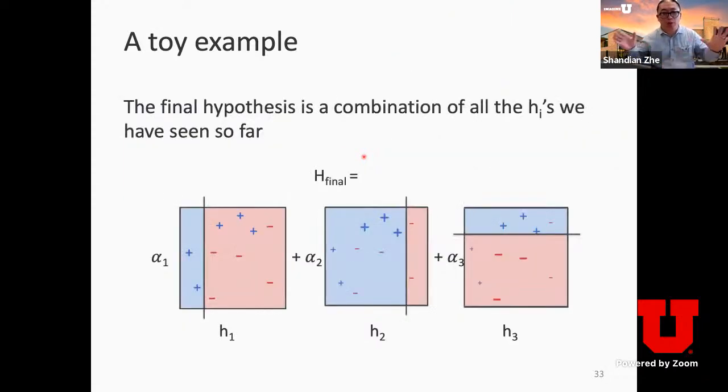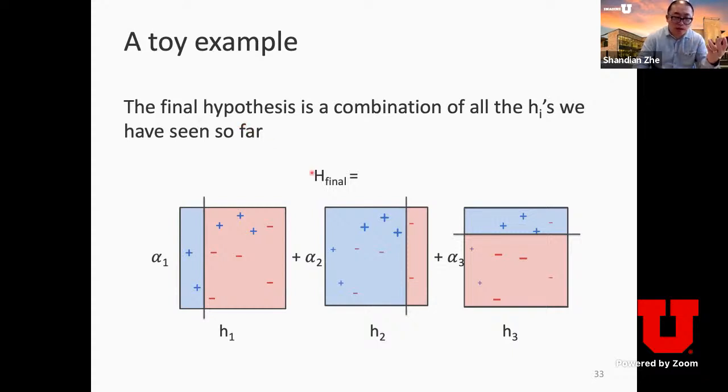Now suppose we stop creating new classifiers. We just end our boosting algorithm after 3 rounds of learning. So now we have collected 3 weak classifiers: 2 vertical lines and 1 horizontal line. We want to combine them together to generate our final hypothesis. How can we do that?